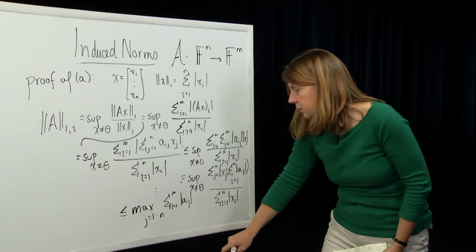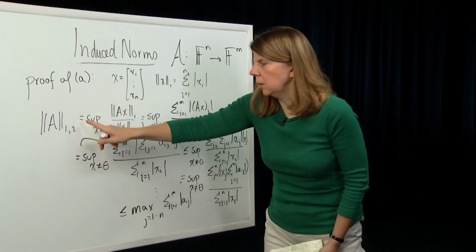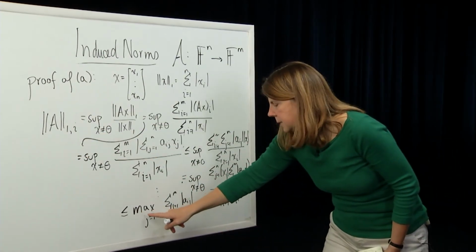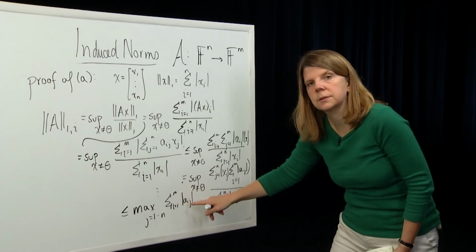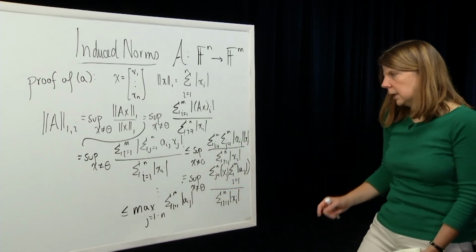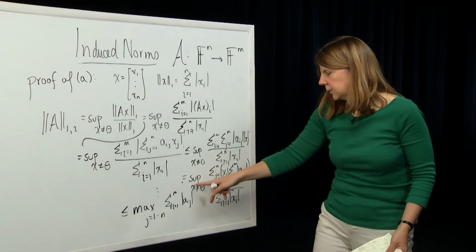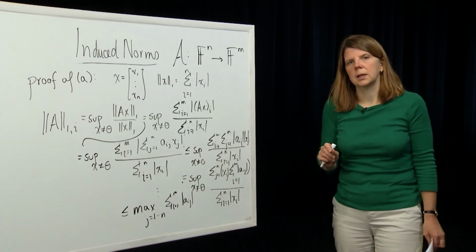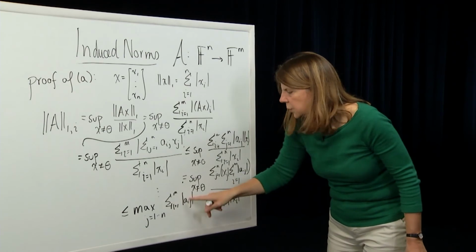So how did I do that? And also, I've got an expression which is almost what I want: the induced one norm of the matrix is less than or equal to the maximum over the index j of this sum here. What I need to show now is that in taking that supremum over x, there exists at least one x at which you can achieve that max value, at which you can achieve the supremum.